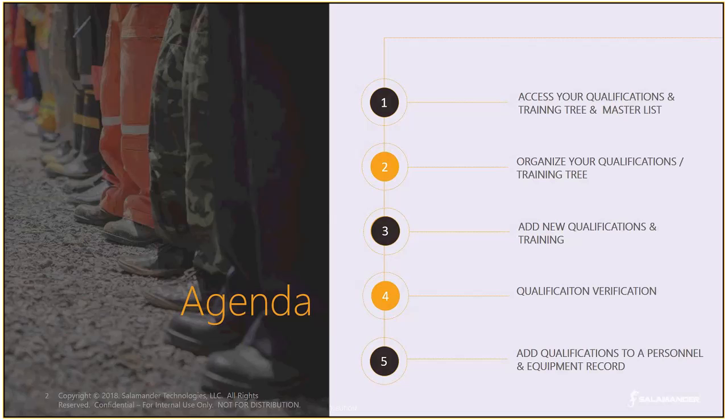All right, so here's a quick look at our agenda for today's call. We're going to first take a look at how to access your qualifications and training tree and master list. We'll also take a look at how to organize your qualifications into folders for easy access, how to add new qualifications to your master list. We're going to also take a look at how to set qualification prerequisites, and that's that qualification verification piece. And we're going to talk about the workflow for verifying the qualifications. And then we'll also take a look at how to add qualifications to personnel and equipment records.